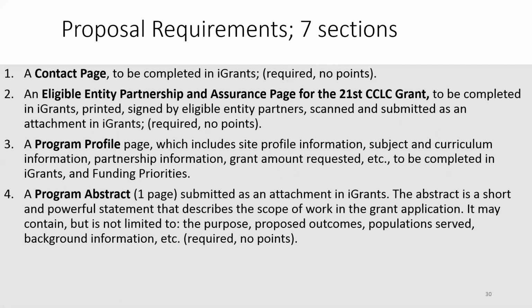The eligible entity partnership and assurance page is very important. We already talked about the importance of the partnership. Heidi, I don't know if you're going to show the iGrants pages later, so we'll actually show you that page so you can see it, but that's in iGrants. It needs to be signed by the eligible entity partners. And the partners, what we're asking for is the CEO or the superintendent of an LEA, ESD, or a community-based organization, or their designated persons.